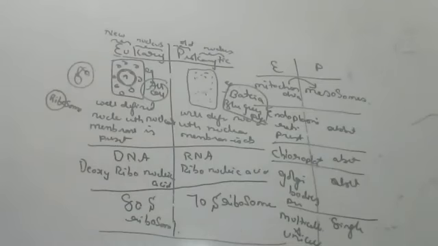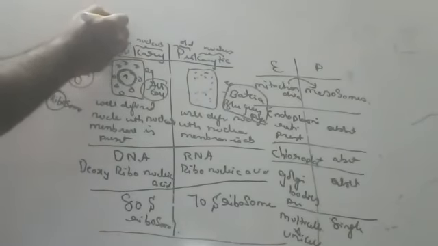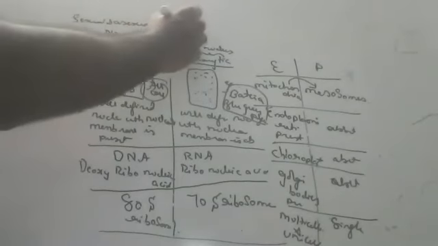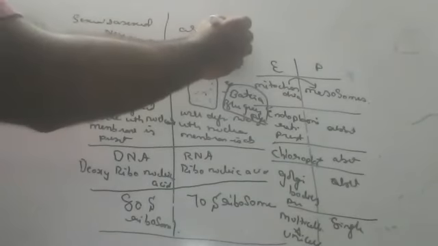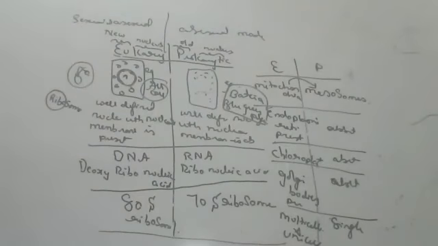Okay, children. Apart from this, eukaryotes can perform sexual and asexual modes of reproduction. But prokaryotes can perform only the asexual mode of reproduction. Only asexual mode. Sexual mode is not possible, children, in prokaryotes. Okay, so how many did I tell, children?